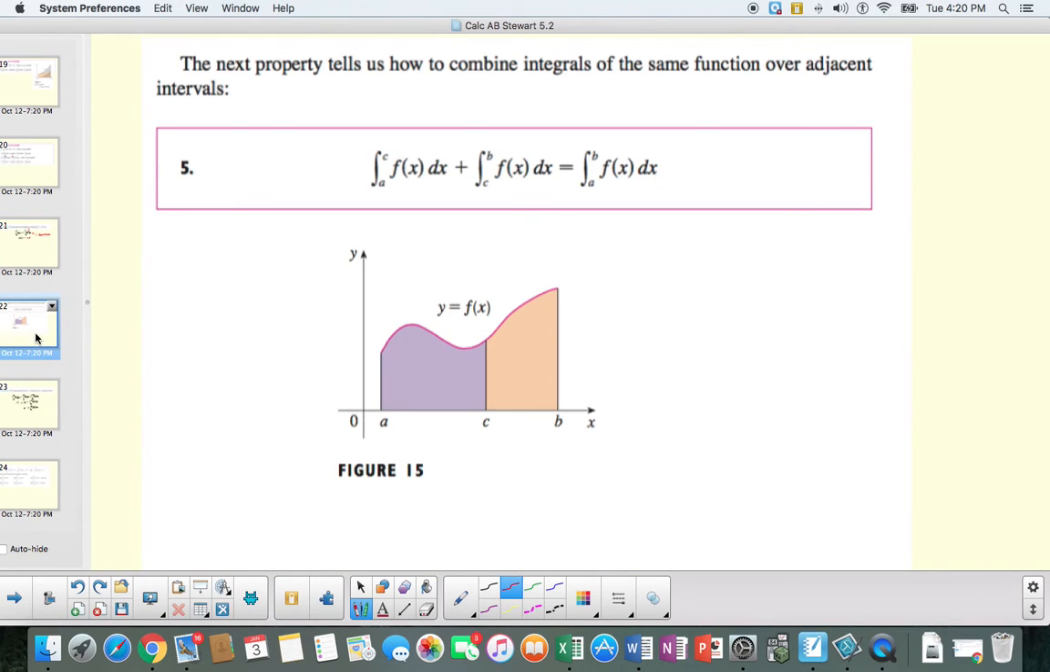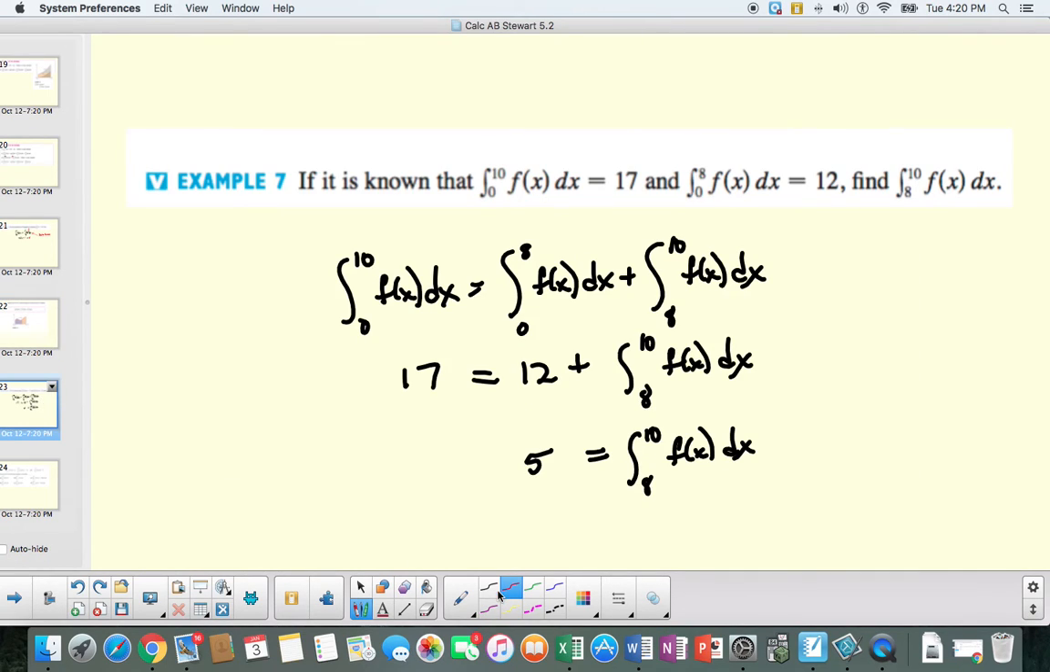The next property tells us how we can combine integrals of the same function. So if you know the area from A to C and you know the area from C to B, then the integral from A to B will just be the sum of these two. So how would we solve this problem? We would find this. So we know from 0 to 10 is equal to 0 to 8 of this function plus 8 to 10 of this function. This is 17, this is 12, so the integral from 8 to 10 of f of x dx will be equal to 5.